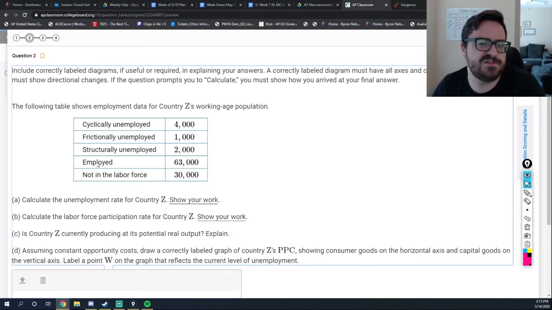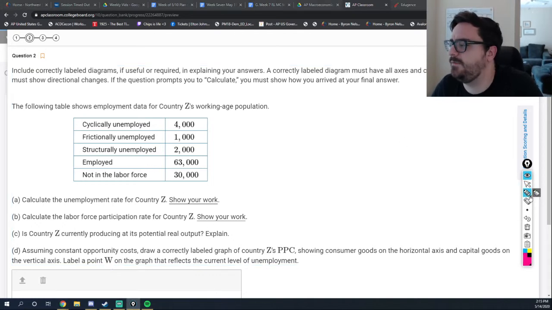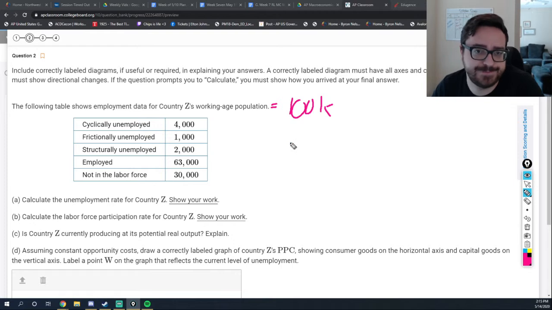So this is all information that I know already, things I know off the top of my head before I've answered anything yet. Things I should be able to figure out: 7,000, 63,000, 30,000. Okay, the population is 100,000. I just added up everything. This entire country has 100,000 people. 63,000 of them are employed. 30,000 of them are not trying to work. That does not mean they're unemployed. If they're not in the labor force, they do not count. So I know this already. Good to know the total population.